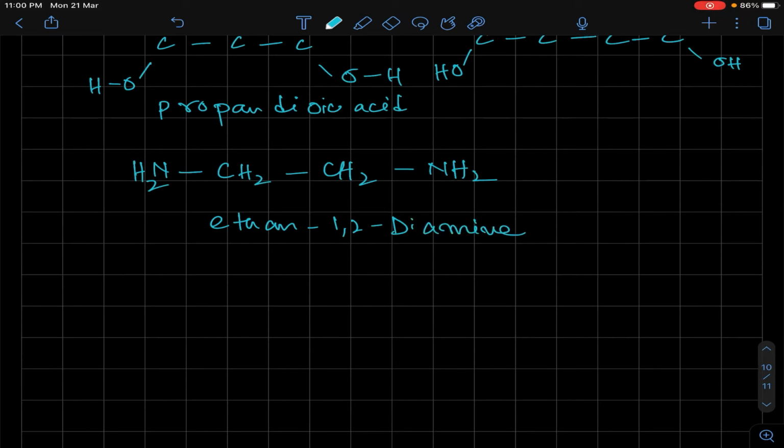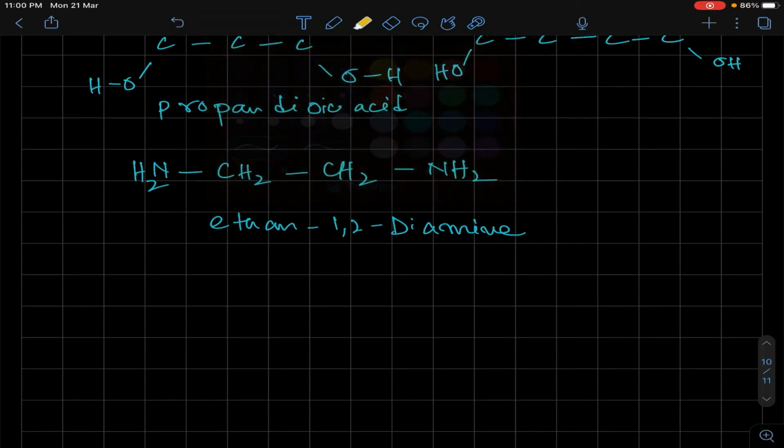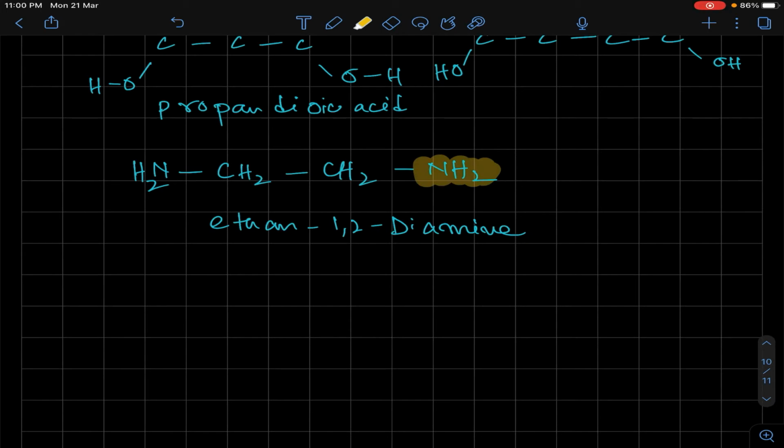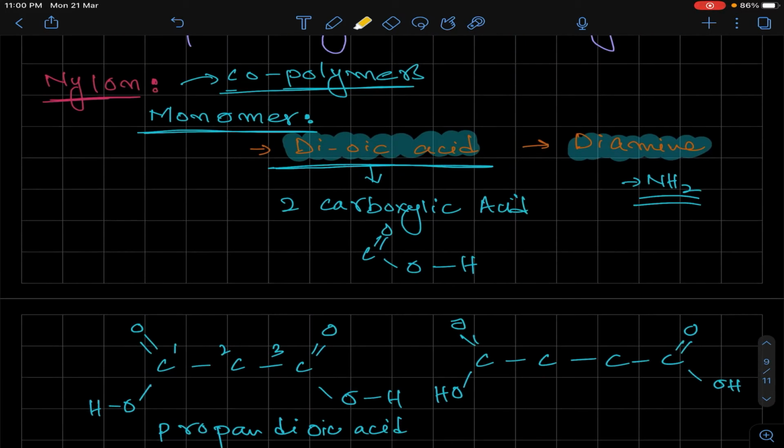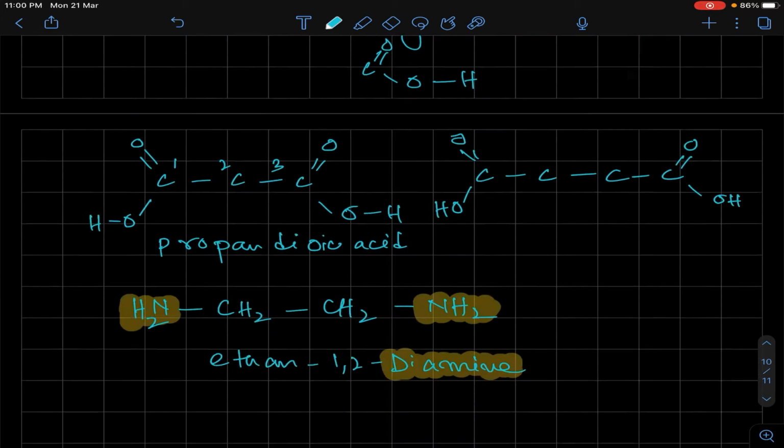Just understand this thing that amines are those organic compounds which contain this functional group NH2. And because this particular compound has two amine groups, that's why we are calling it a diamine. So to make nylon, we need a diamine, right? A dioic acid and a diamine. And the number of carbon atoms does not matter. So that's why we are not writing the number of carbon atoms, right?